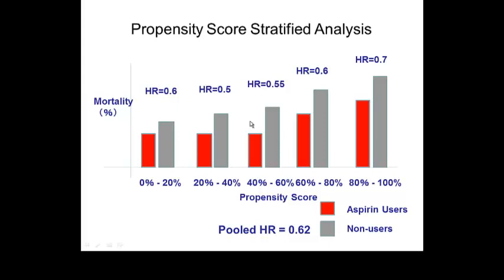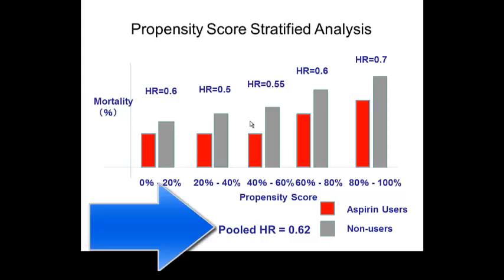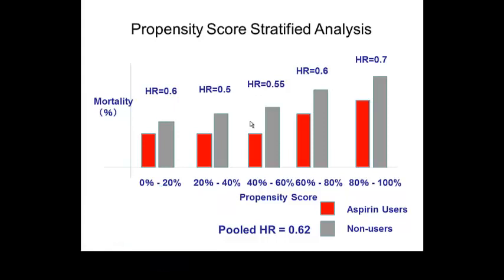So within each group, you compare mortality. The y-axis is the proportion of patients who actually died. Within each group, you compute a hazard ratio. You may perform Cox regression to get this hazard ratio. Okay, and presenting 5 different hazard ratios is confusing. Therefore, in the final analysis, you pool all 5 hazard ratios and present the pooled hazard ratio of 0.62. And there is a 38% risk reduction by using aspirin.